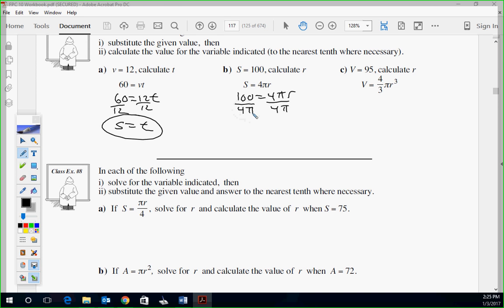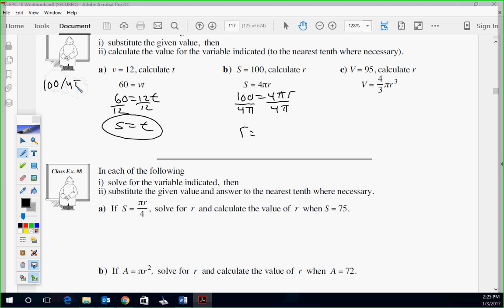Okay? So 4 pi right there. Divide that out. What do we get for r? Pi is on the right side, I think. Yeah, second caret. Make sure you put brackets, okay? Your calculator does this differently.